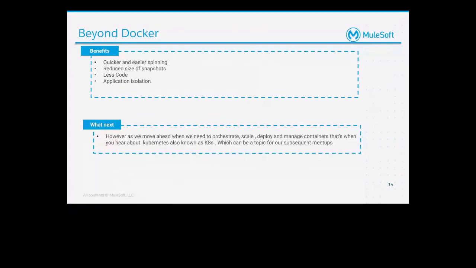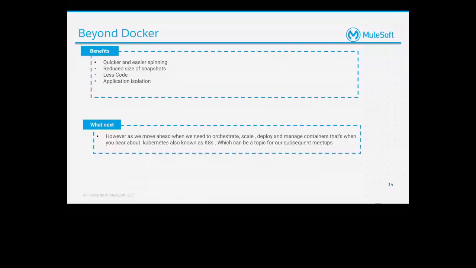All right. So the benefits of Docker. It's quicker and easier to spin up. You create one instance of the container from the image, and you can create n number of them. It's much easier to do that. If you're doing it manually on a standalone system, it involves a lot of effort, whereas in this case, it's pretty quick. Then it has reduced size of snapshots, and it involves less code. And there is definitely a very big takeaway, that is application isolation. Every application is within its own space.